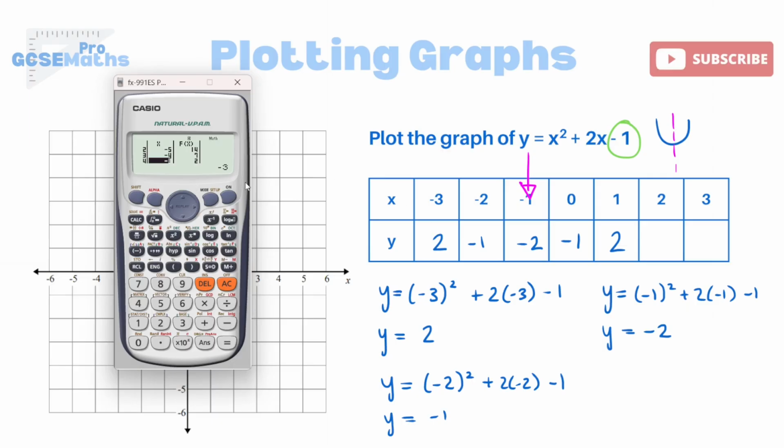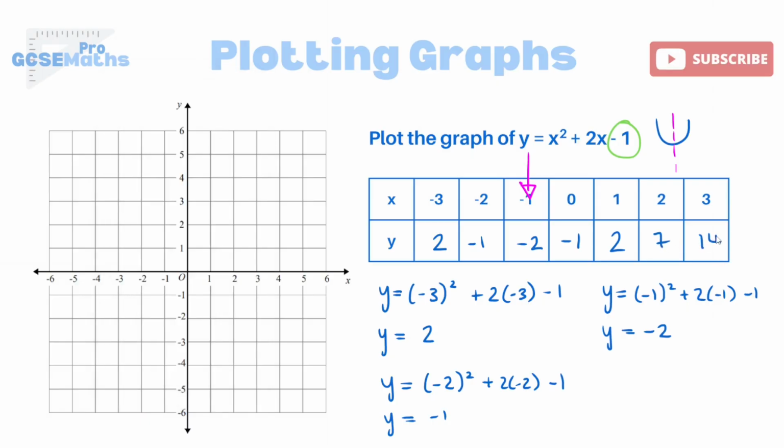You can see at -3 I've got 2, -2 I've got -1, -1 I've got -2, and then 0, -1, and then it goes back up. See how I'm going back up to 2. The next one it then says 7 and 14. So let's fill that out, 7 and 14, and then just plot them on. -1, -2, and then 0, -1. Back up to 2, so you can see that's where I've created that symmetry.